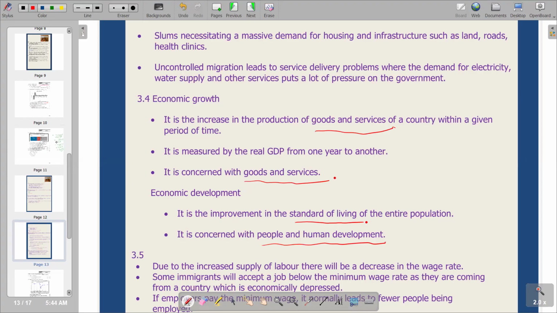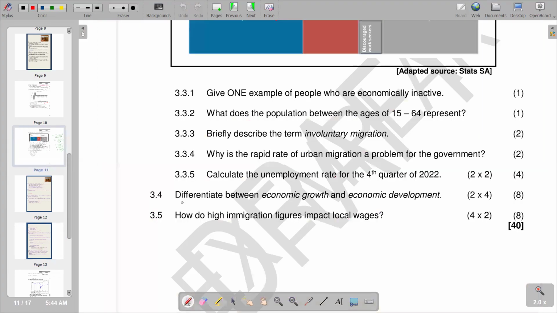Then we move on to the last part of the question, which is now 3.5, which is saying how do immigration figures impact local wages? Obviously, the immigration that we are talking about is the movement of foreigners into our country. That is the immigration. So when we have the foreigners coming into our country, what is going to happen to the local wages now is the question.